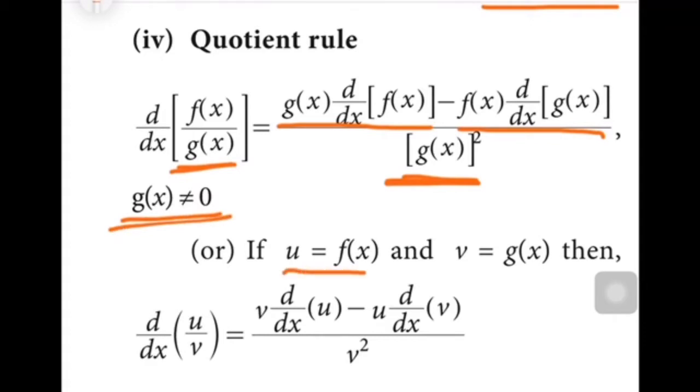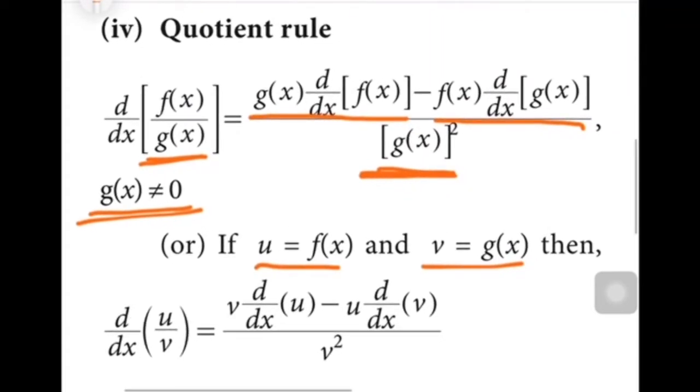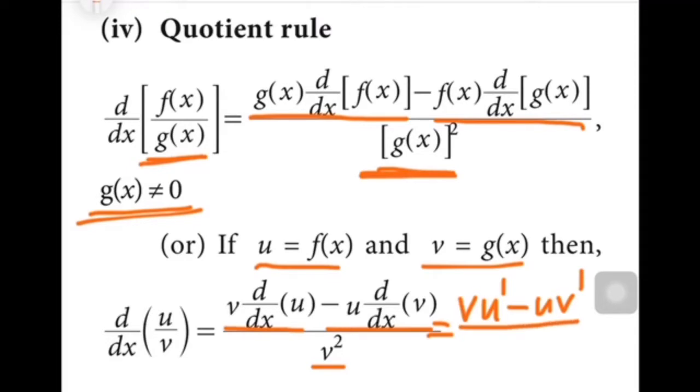If u is equal to f of x and v is equal to g of x, then d by dx of u by v is equal to v into du by dx, differentiation of u, minus u into differentiation of v, divided by v square. Easily we can write this as v u dash minus u v dash divided by v square. Here v is in the denominator, so v square here. So, this will help you to remember it easily. V u dash minus u v dash divided by v square. It is also a very important formula.